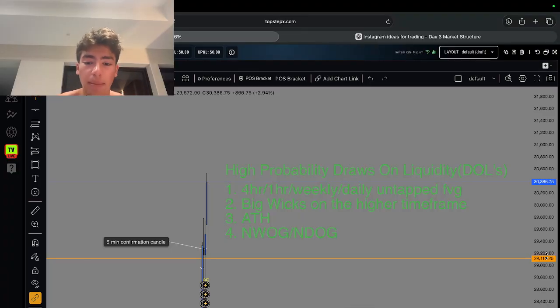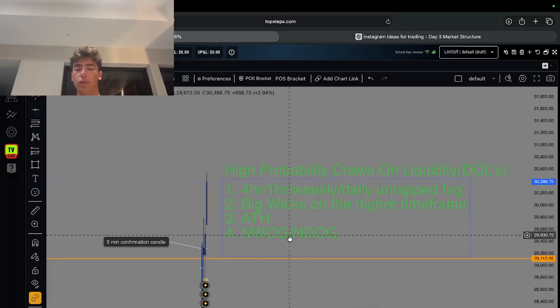New week opening gap, new day opening gap. I showed you what that looks like. It's the gap in the market. Go on the hourly time frame and mark that out. Journal it. Untapped fair value gaps. Find those. Go back and see previous gaps that were untapped at a certain point, and look, they most likely got filled for sure because they're just strong magnets.